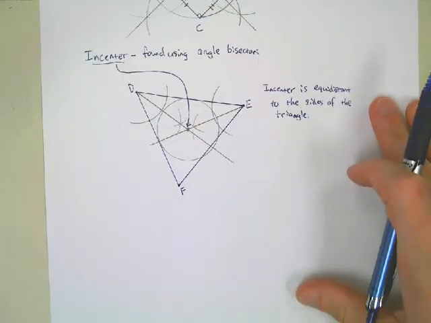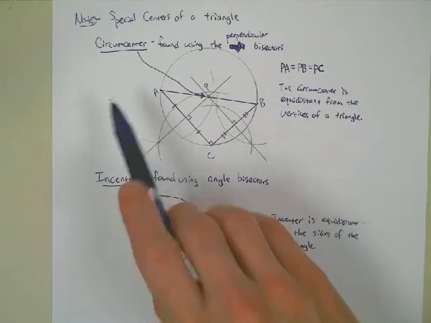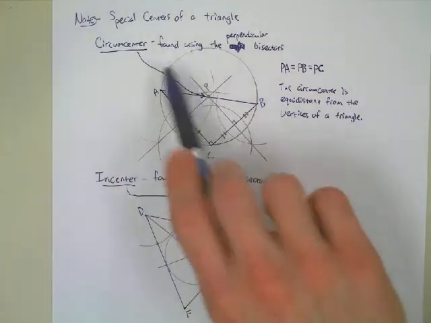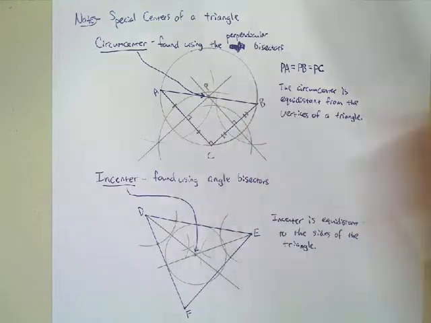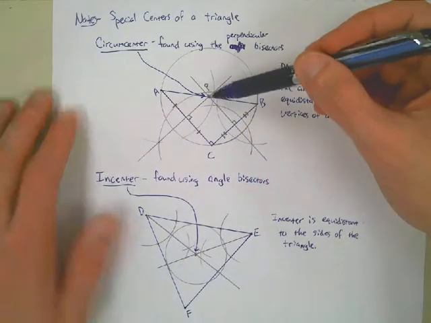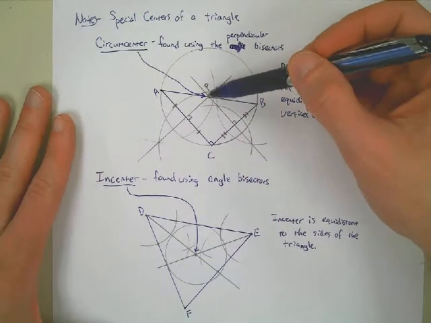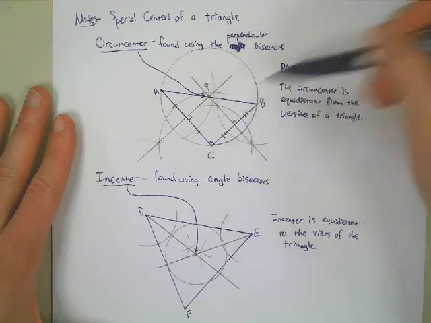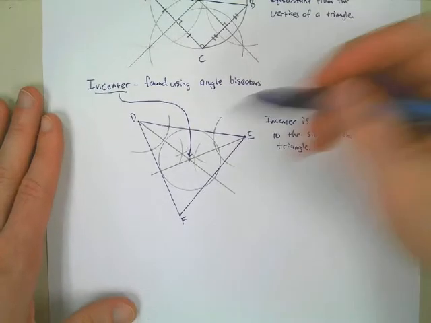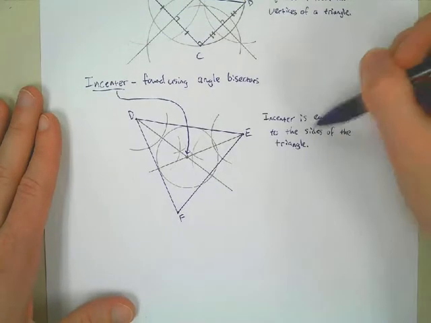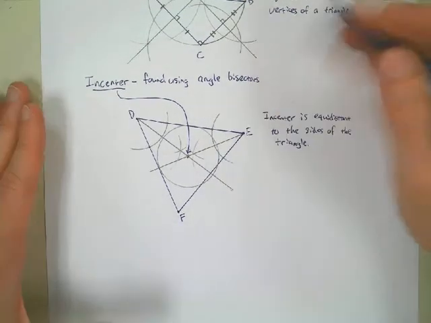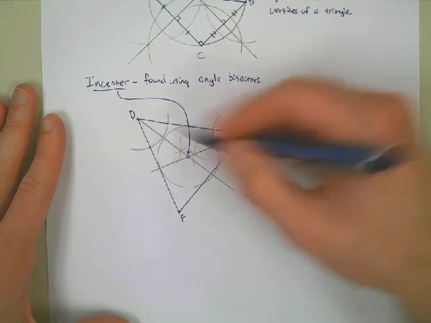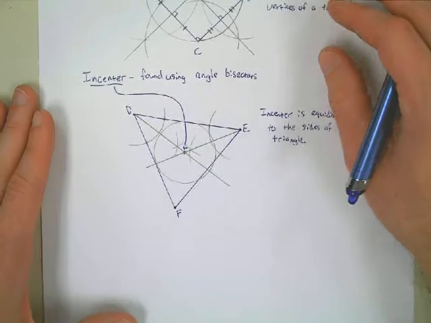All right, so recall from yesterday, we just talked about this in the warm-up, that the circumcenter is found using the perpendicular bisectors. If this is the circumcenter, point P, then the distance from P to A, P to B, and P to C is all going to be equal. Whereas the incenter, this point right here, is equidistant to the sides of the triangle. However you draw your incenter, it will always be equidistant to the sides of the triangle.